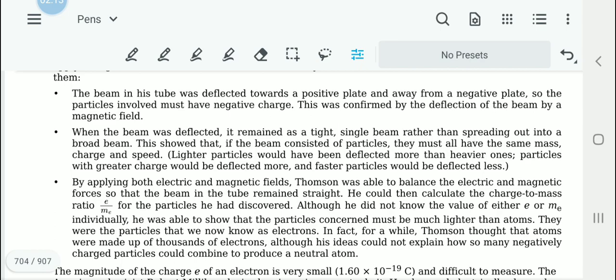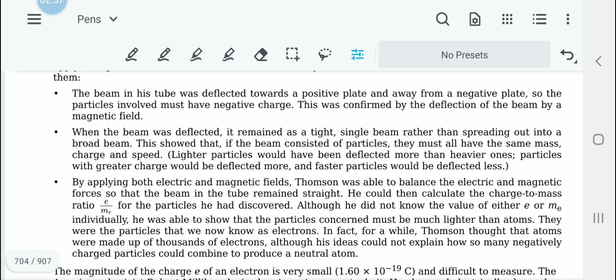When this beam gets deflected, it doesn't spread out; it remains as a beam. So that meant that the beam consisted of particles with the same mass and charge, and also the same speed, because if their charges were different, they would get deflected less or more depending on the charge. If they had higher speed, they would also get deflected in a different way, and the mass would also be the same. That means the heavier ones would get deflected more.